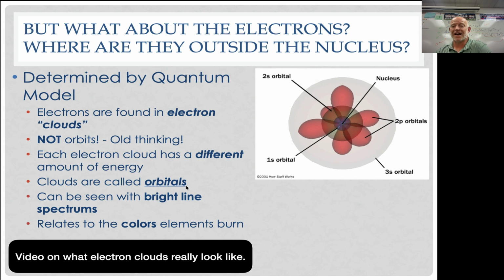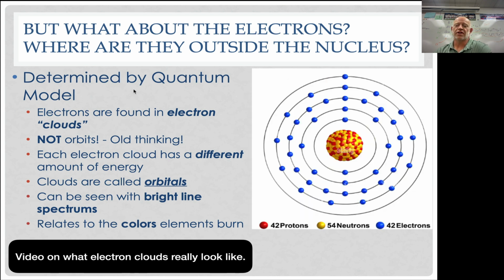We know they're outside of the nucleus. They're not in the nucleus. What's going on out there with them? Okay, and for years we thought that they kind of were like orbital planets going around the sun. So for years, we kind of thought they looked like this, where there was, you know, these orbits around the outside, and electrons sat on these nice, perfect little orbits inside there.